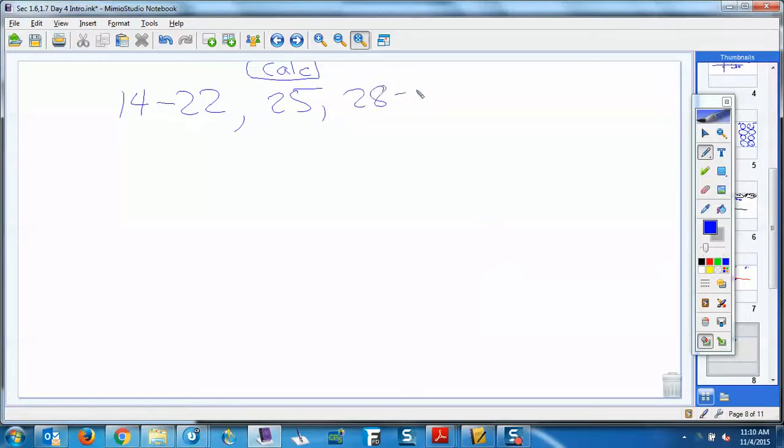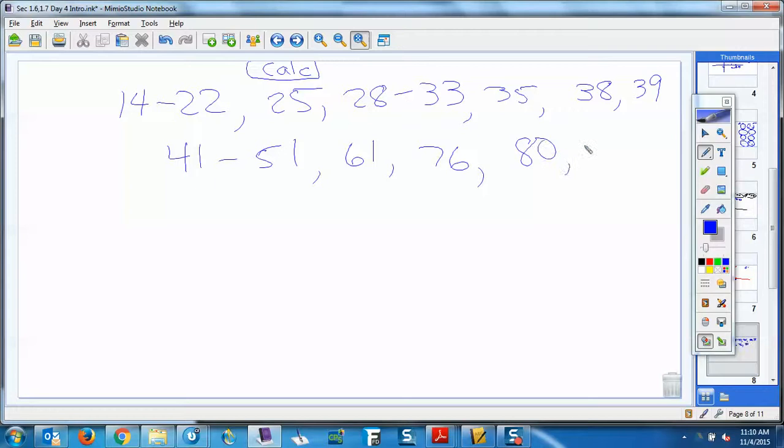28 through 33. Now I'm not going to go around and check on these. These would be good ones to review probably. 38, 39, 41 through 51, 61, 76. It is pretty much, isn't it? It's not some of the ones at the beginning. 84. 86 through 91. I'd have been better off just telling you which ones to cross off.